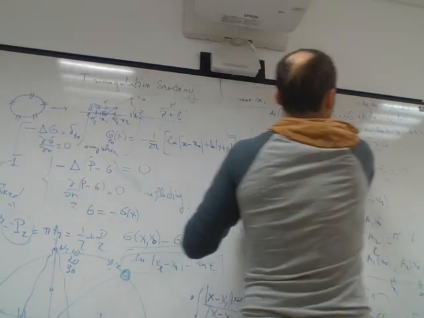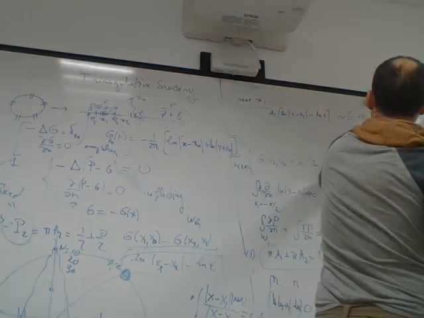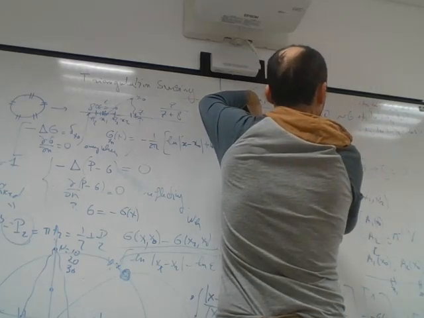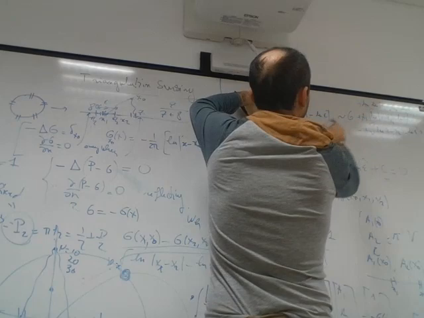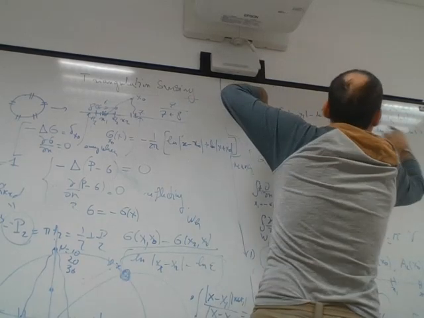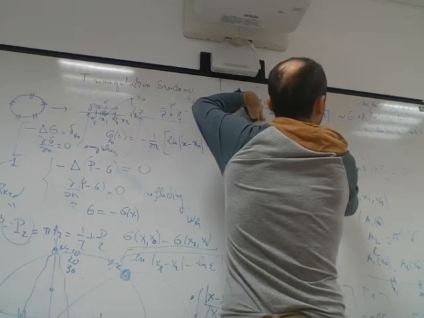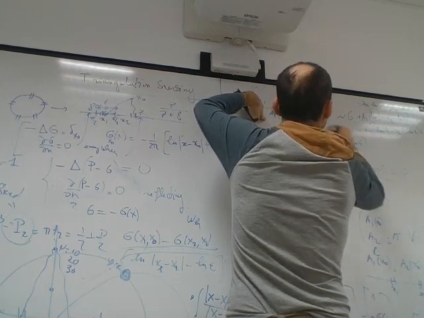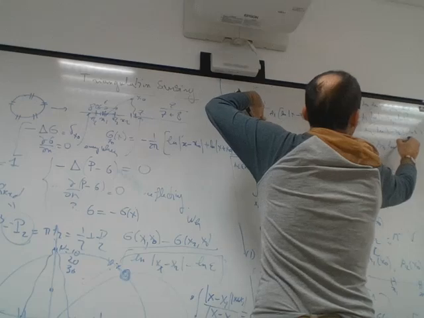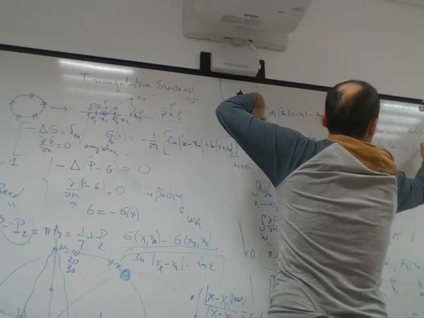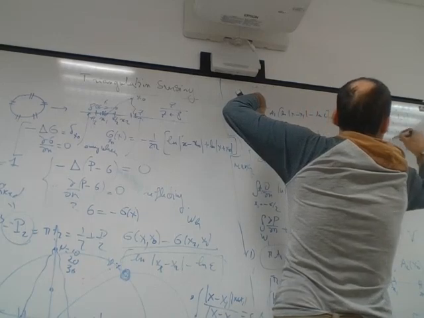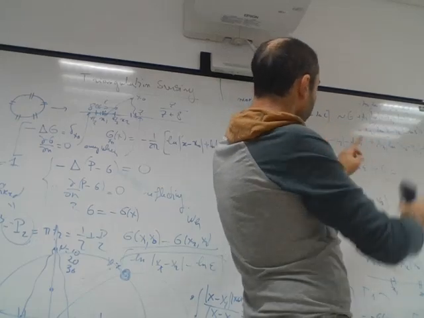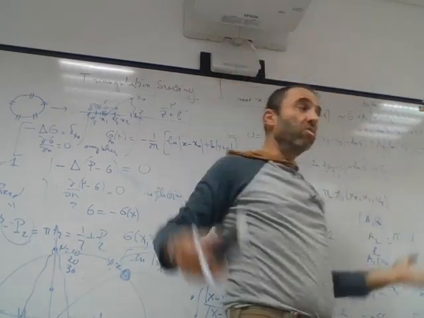So when you are close to x1, this and this goes away, and then you will have 0 equals a constant, which is this one, plus a2 log of x1 minus x2 minus log of epsilon, plus a3 log of x3 minus x1, minus log of epsilon. So you see that you are going to have a mixed term. It's going to be a little bit more complicated, but still you have a matrix.